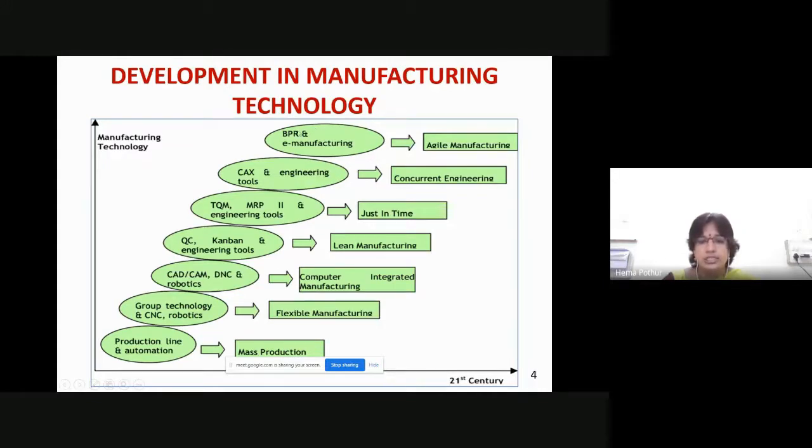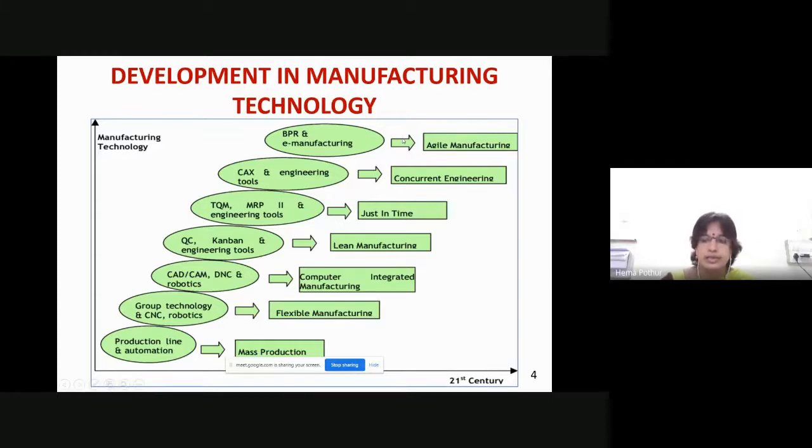And finally, BPR, which stands for business process re-engineering techniques, and then the e-manufacturing concept, which has led to Agile.